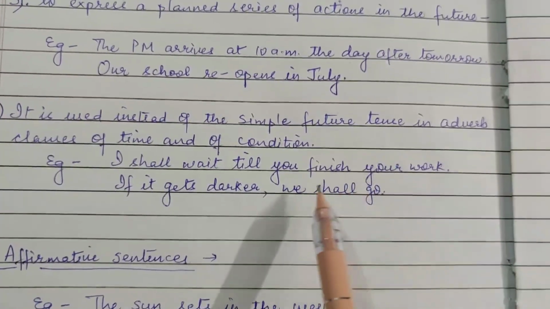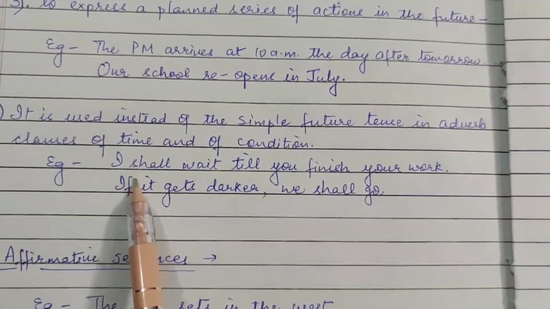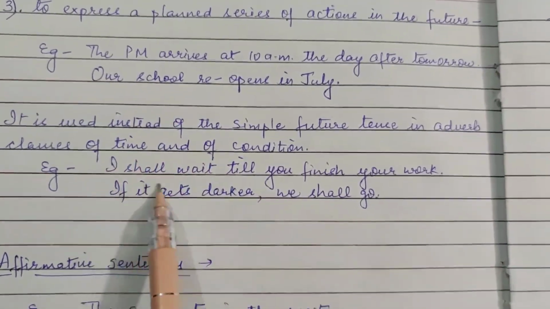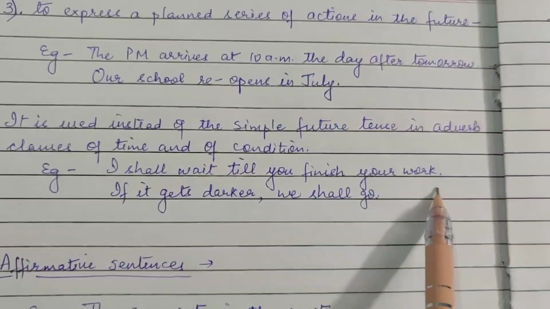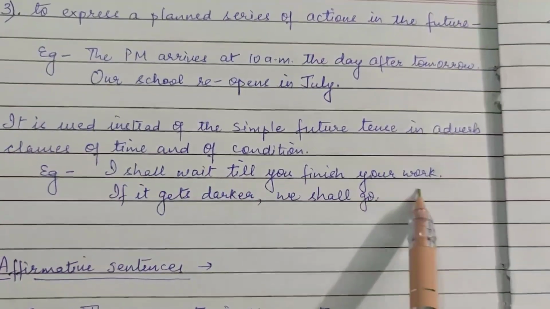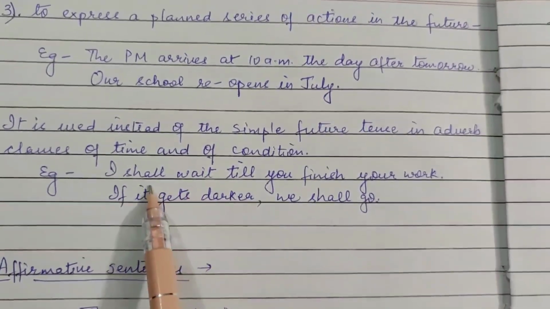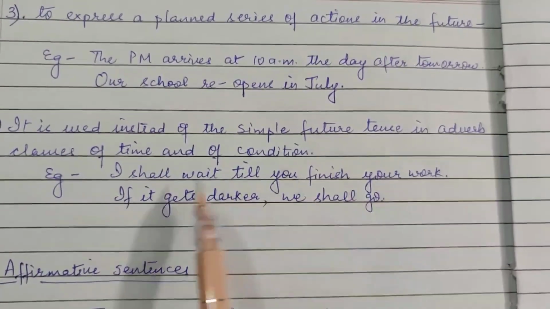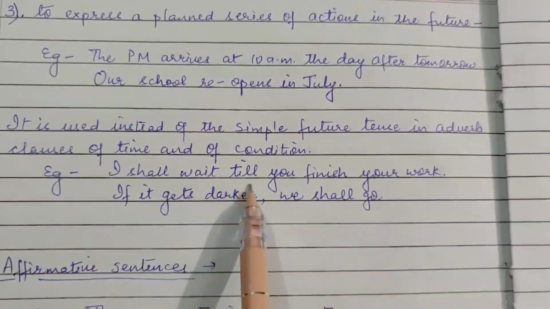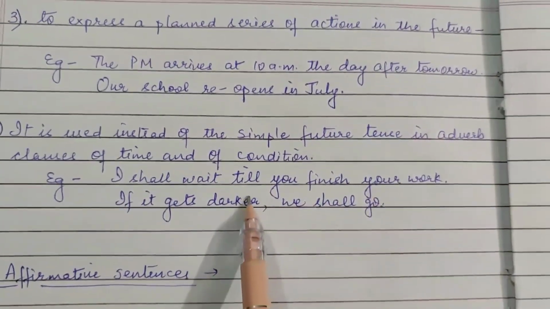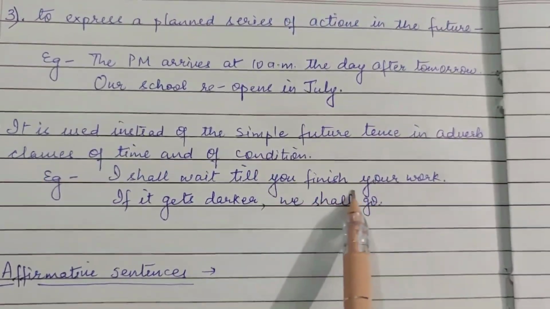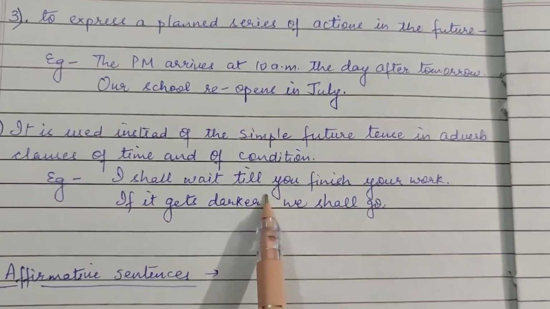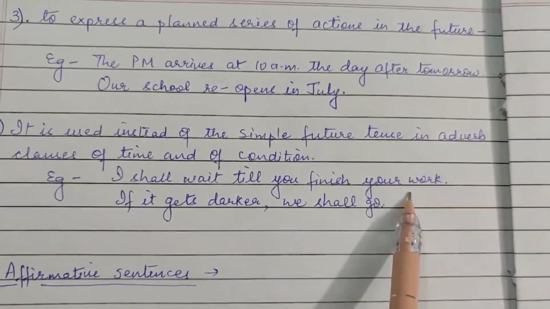So in the complex sentences, this is written in I shall wait. Okay, this is written in simple future. Then till you finish your work. So this is the adverbial clause here. What is it telling about? It is telling about the time. For how long will I wait? Till you finish your work. So if you notice that this is written till you finish your work, this adverbial clause is written in what? Simple present, not in future.